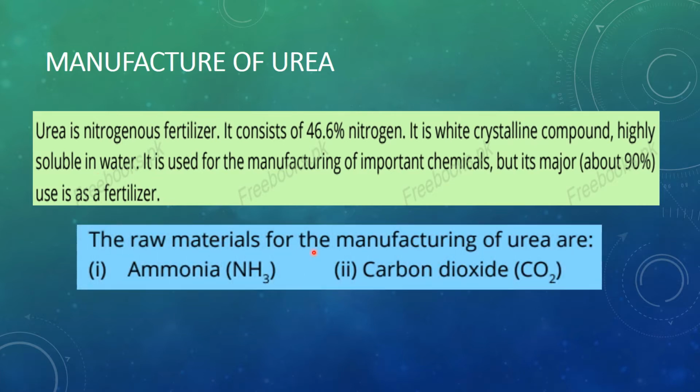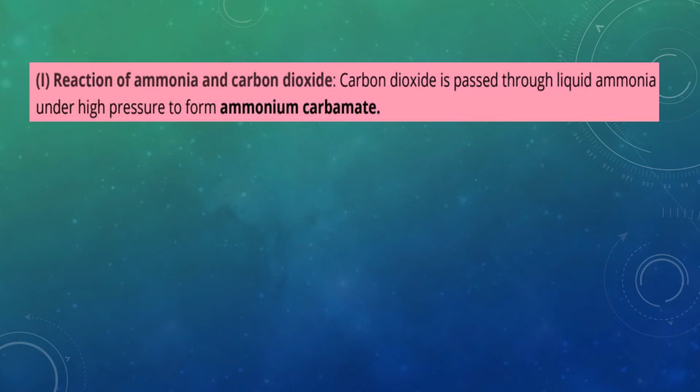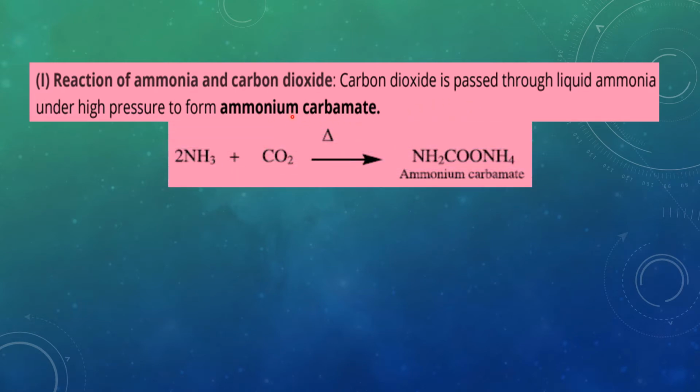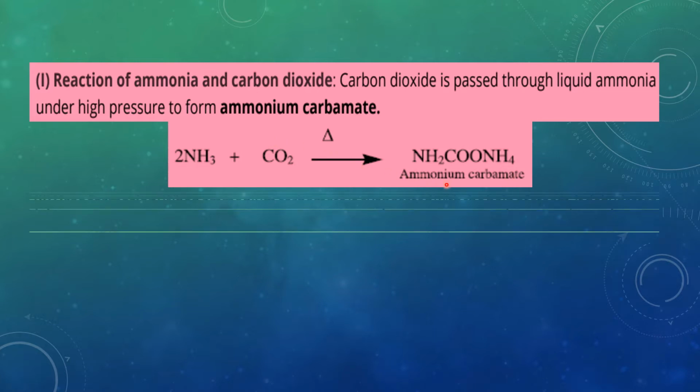The raw materials for the manufacture of urea are ammonia and carbon dioxide. Here are the steps for the formation of urea. First is the reaction of ammonia and carbon dioxide. Carbon dioxide is passed through liquid ammonia under high pressure, and then a reaction between carbon dioxide and ammonia will take place and ammonium carbamate will be formed. This ammonia and carbon dioxide are heated together under high pressure and change into ammonium carbamate.